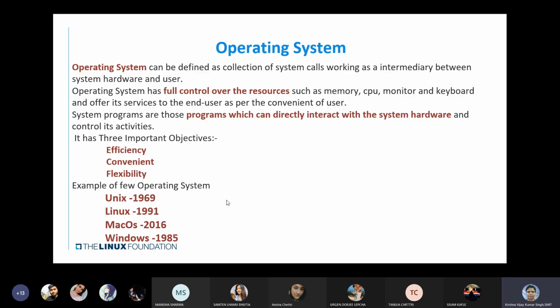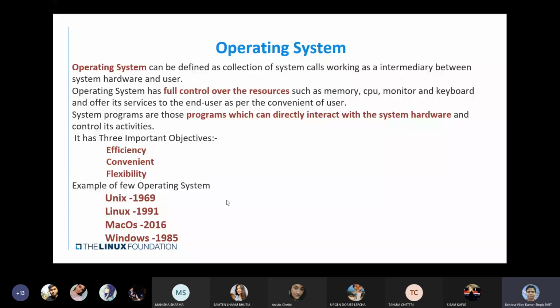Unix is the oldest one, developed in 1969. Linux, 1991. Just see the gap. There is a huge gap. One is in the era of 1970, the other one is 1990. So there is a 20 year gap. After that, Linux came into the market. Mac OS, you may be knowing about that, the Apple iPhone, Apple laptops, they make use of Mac OS. This is another example of an operating system. And then Windows is very popular, so we all know about Windows.